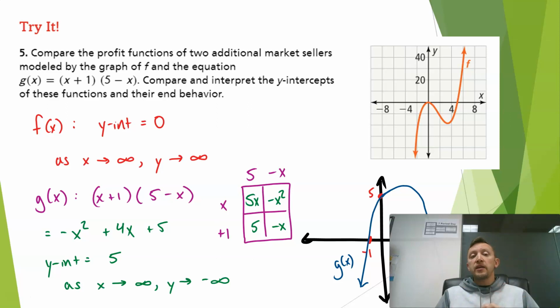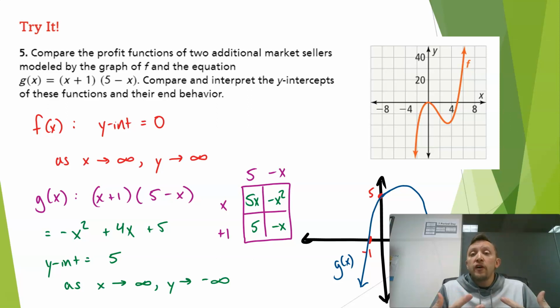Okay, just leaving it as x plus 1 times 5 minus x, it's hard for me to see what the end behavior is going to be. So if we multiply those together, again, using that box method, we would get negative x squared plus 4x plus 5. Now, it's much easier to find the y-intercept there because the y-intercept is just going to be 5. You can find that by putting 0 in for x. That whole beginning part would disappear, leaving us with just 5. So that last number there is our y-intercept of 5.